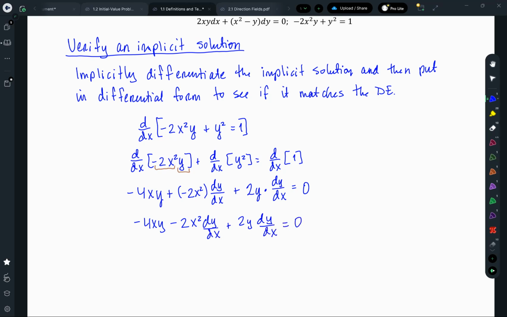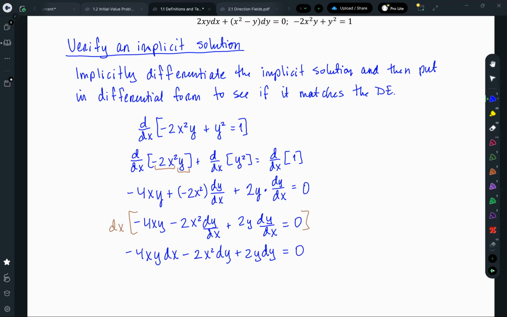Now remember I said that we need to get this in differential form. That means we need to multiply everything by a dx to get it in that form. When I do that, I get minus 4xy dx minus, when I distribute the dx to the second term, the dx's cancel. I get minus 2x squared dy. That happens again in the third term, so I get plus 2y dy, and that's all equal to 0.